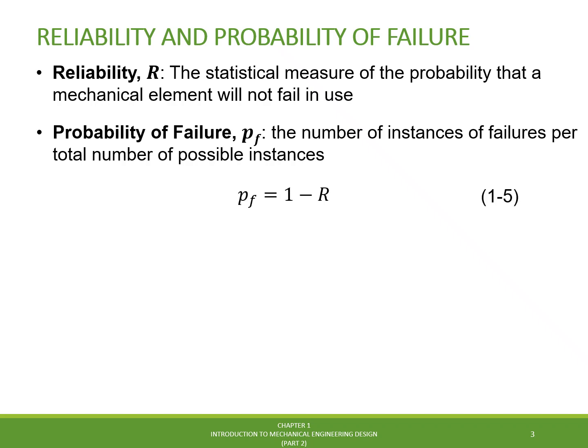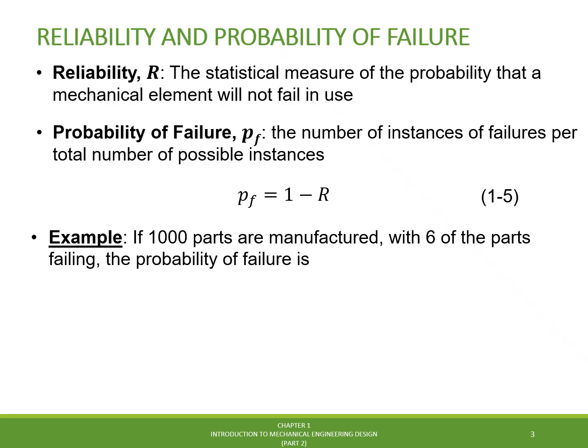So the relation between the reliability and probability of failure is given by this equation 1.5, in which the probability of failure is equal to 1 minus R, or the reliability is equal to 1 minus the probability of failure. The factor 1 is because both the reliability and the probability of failure are statistical quantities that have a maximum value of 1. They vary from 0 to 1. So that's why this relation given by equation 1.5 can be used.